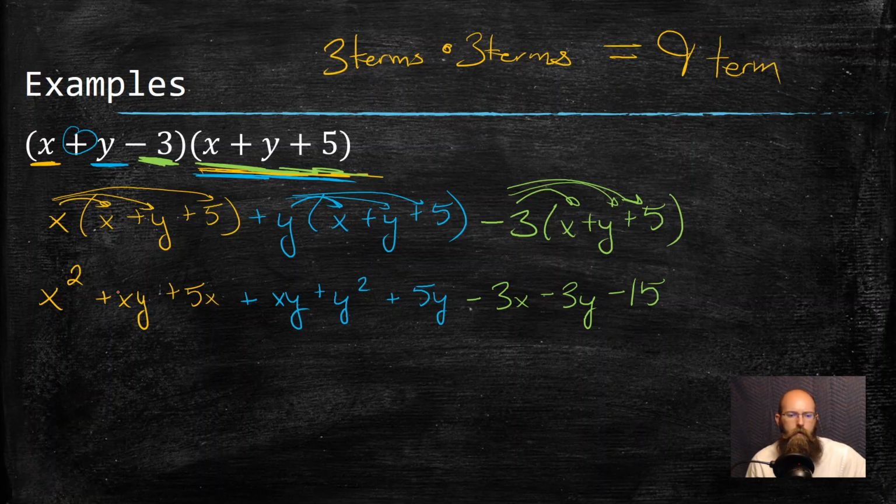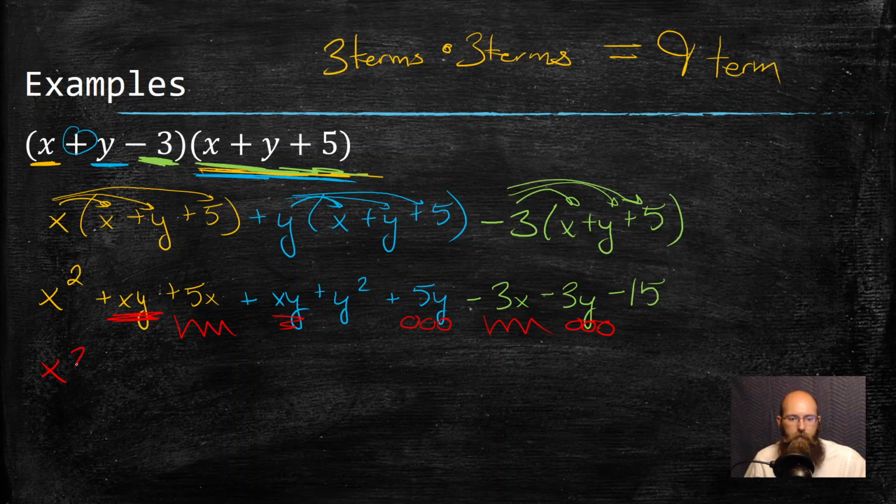Now, we should go through and try and add up any like terms that we have. I have this xy, xy, okay. I'm also going to have, let's see, I have 5x's and negative 3x's. I have y squared. Oh, I don't have any other y squareds, okay. But I do have y's and y's. Okay, so let's combine those things.